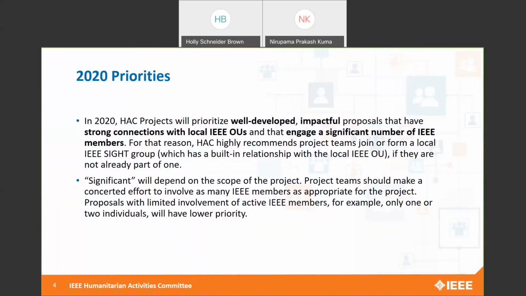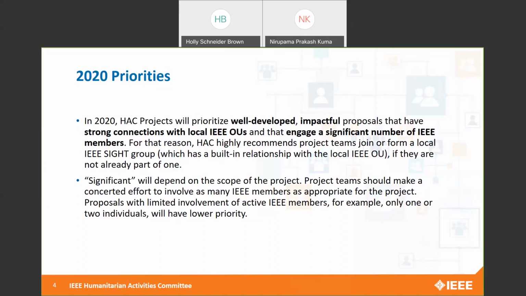So we are going to prioritize well-developed, impactful proposals, of course. But the change that you will start seeing is that we want the HAC proposals now to have a strong connection with the local IEEE OU. Now, what's an OU? It's an operating unit. Generally, it means the section. But let's say there is something within the section that's preventing you from doing it, then we'll be open to other possibilities. It could mean that you're attaching yourself to the region or the area through your area chair, or you are attaching yourself to a chapter.